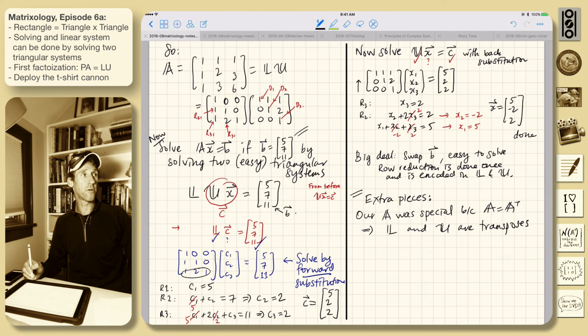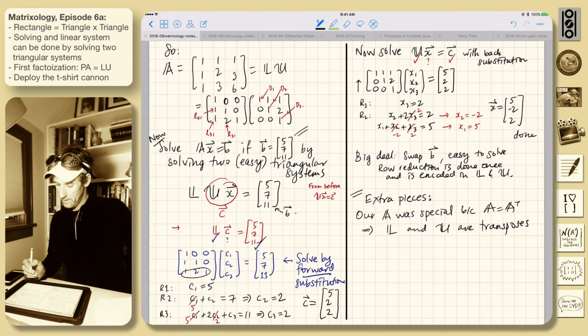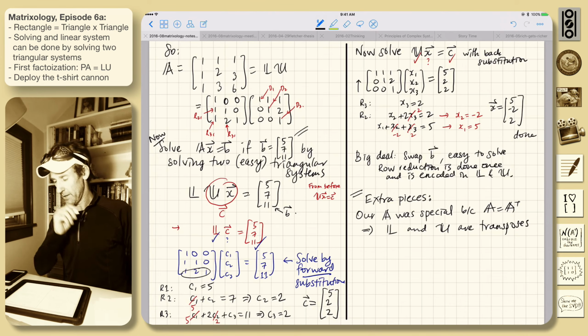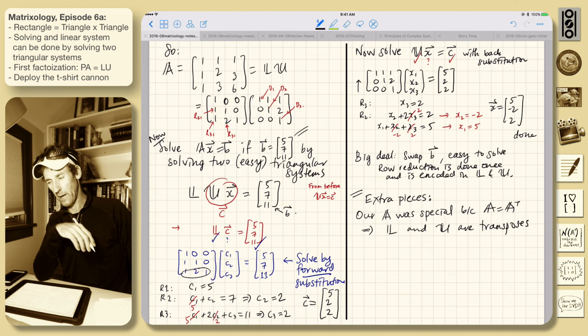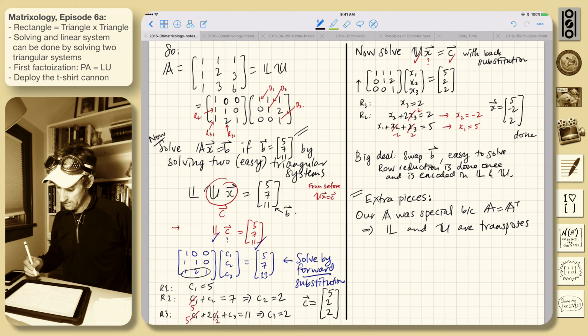Now it can't generally be true because U has pivots on its diagonal. L has ones on its diagonal.